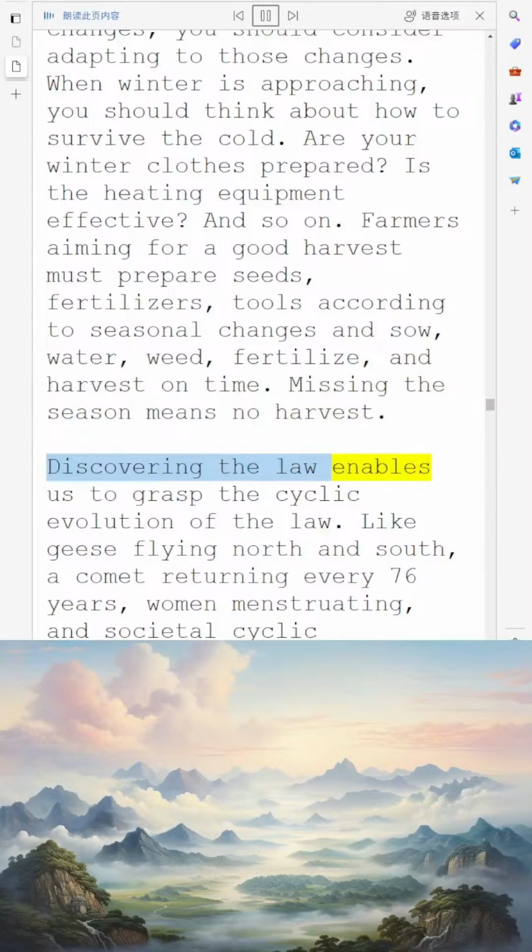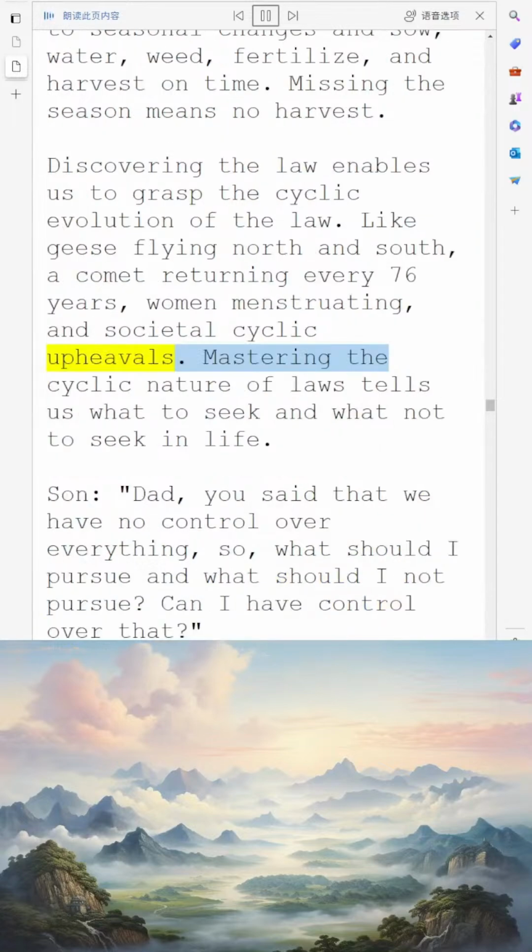Discovering the law enables us to grasp the cyclic evolution of the law. Like geese flying north and south, a comet returning every 76 years, women menstruating, and societal cyclic upheavals. Mastering the cyclic nature of laws tells us what to seek and what not to seek in life. Son: Dad, you said that we have no control over everything. So what should I pursue and what should I not pursue? Can I have control over that?